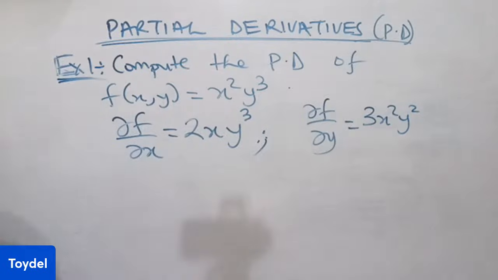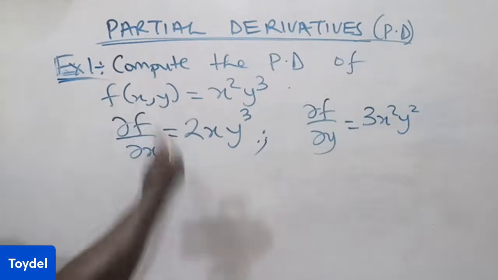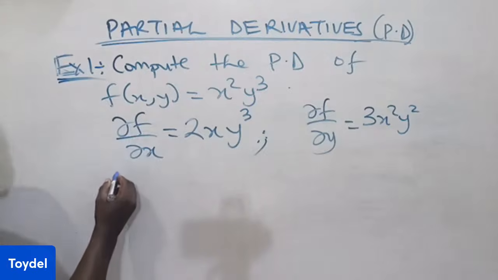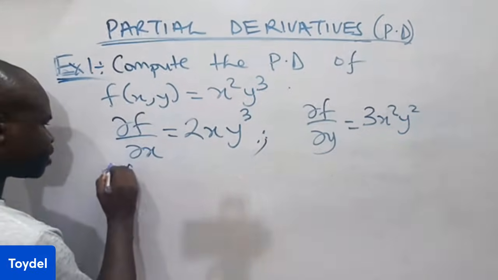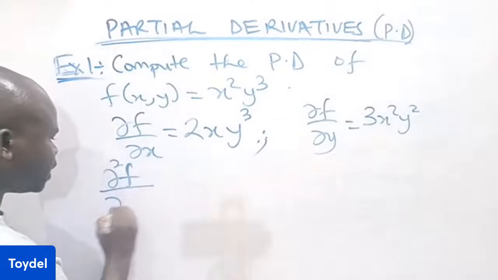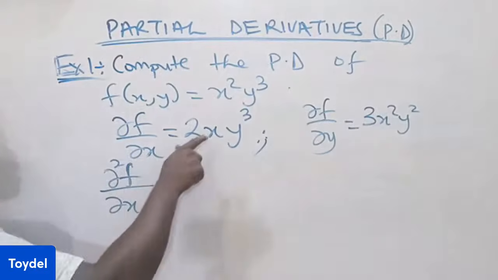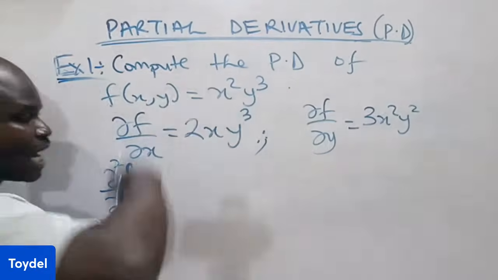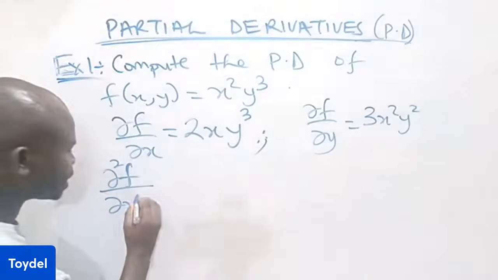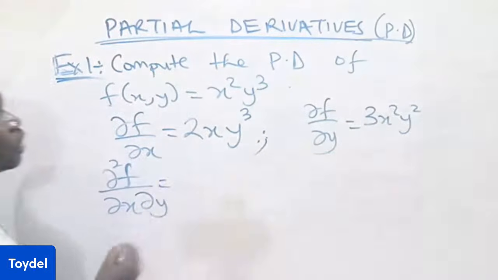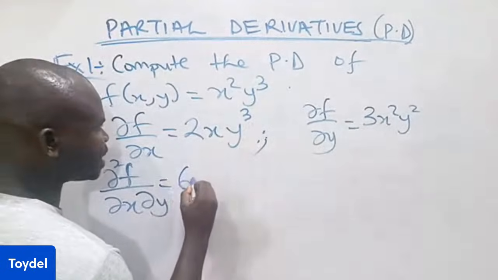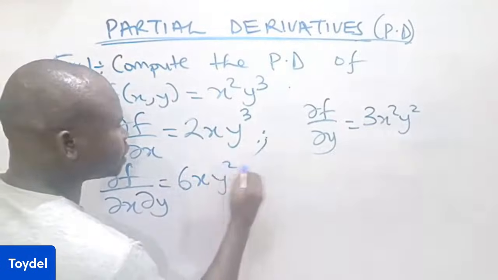And of course, we can go ahead and differentiate a second time. That is, we can also have the second partial derivative. From the result for the x derivative, I can go ahead and differentiate again with respect to y. That is partial squared f over partial y partial x. And if I do that, I'm going to have 6xy squared.